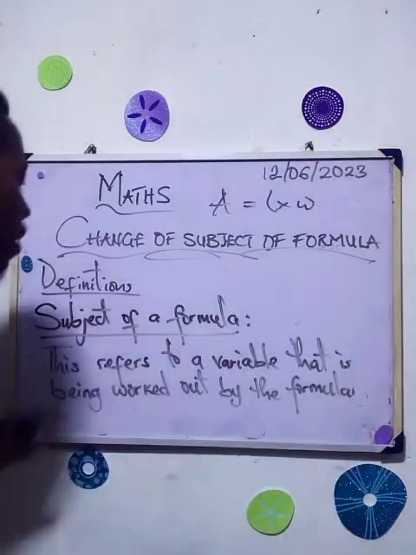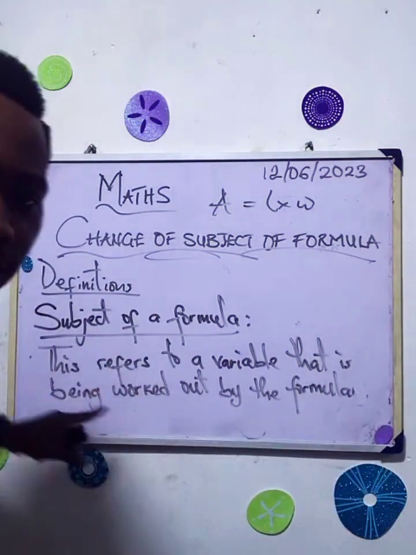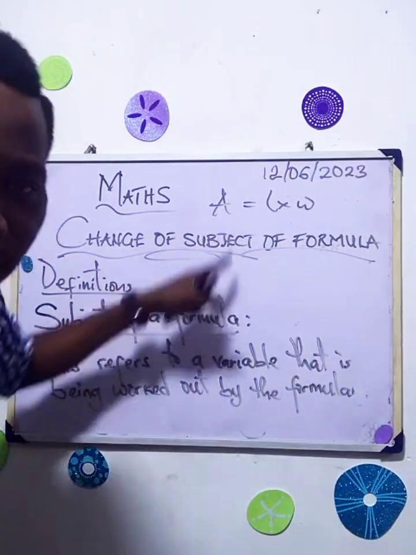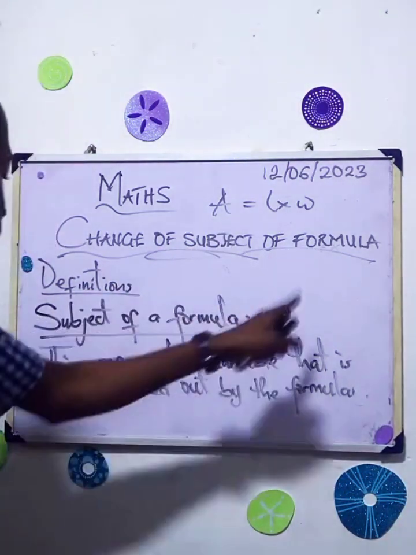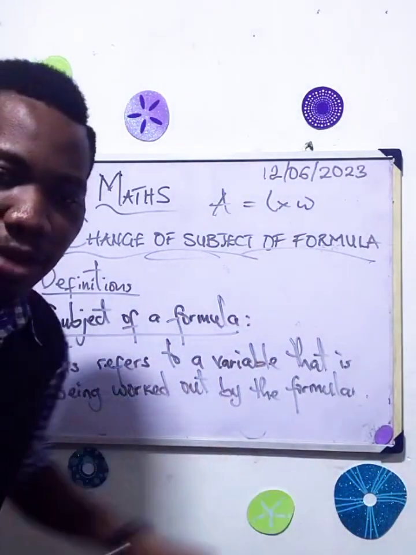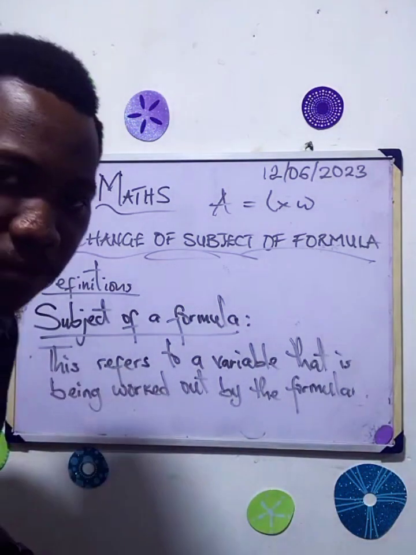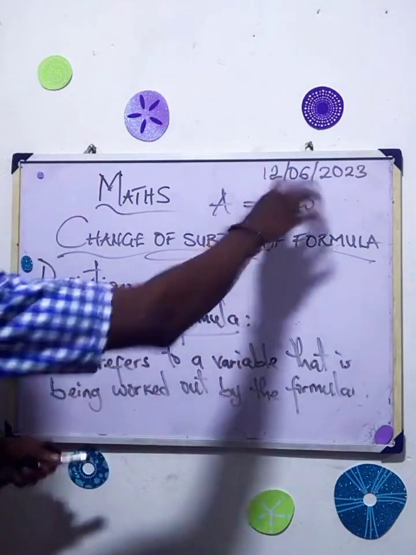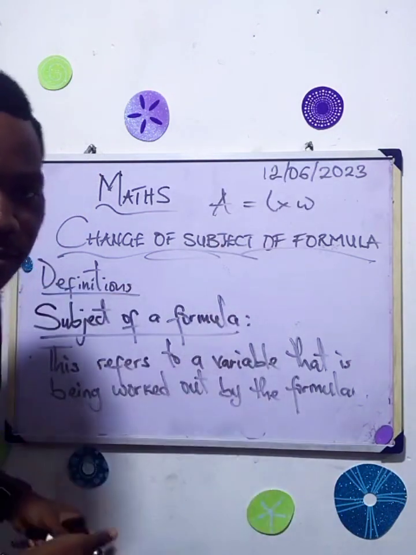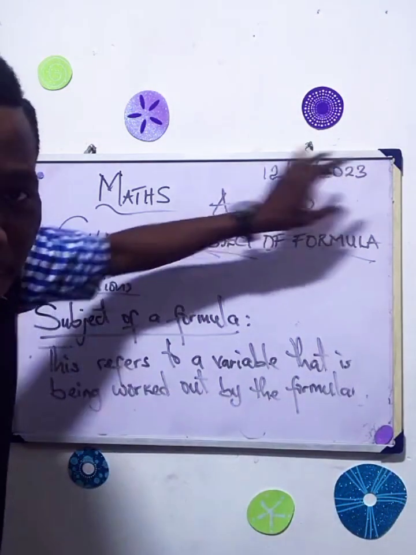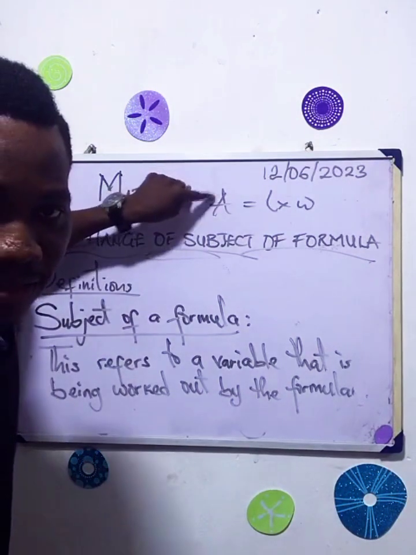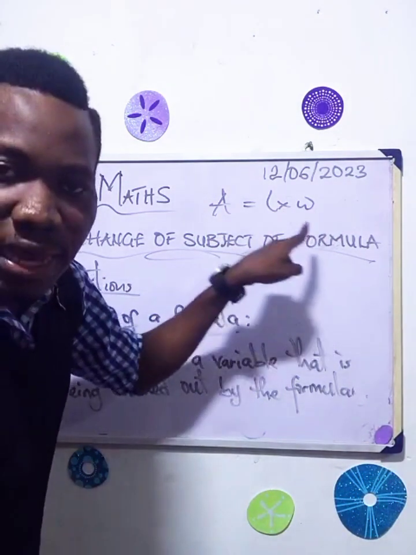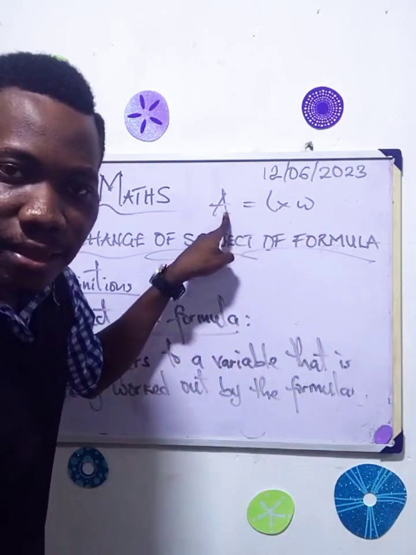So subject of the formula, what is it? It refers to a variable, a letter or any other symbol, that is being worked out by the formula. In other words, in a simple explanation, what this formula is about, that is the subject of the formula. So this formula, L times W, is meant to calculate A.